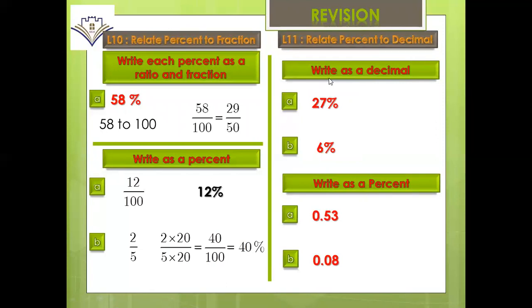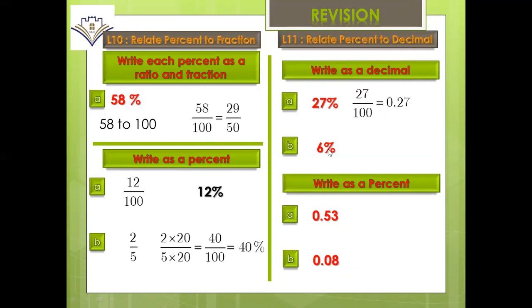Relate percent to decimal. Write as a decimal. Is it a decimal? No, it's a percent. Then we need to convert it to a decimal. 27% means 27 divided by 100. When I say divided by 100, move the decimal point 2 places to the left. Here the point is after 27, then the point moves before the 2. Then the answer is 0.27.